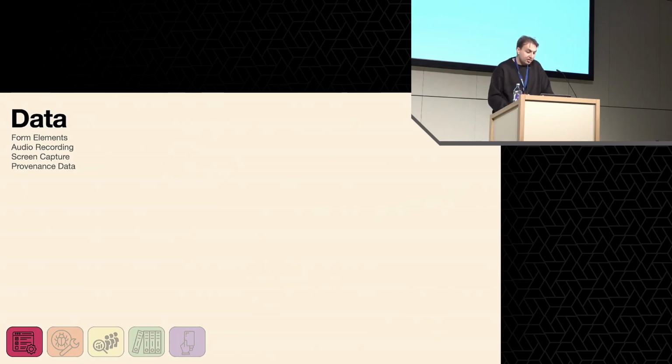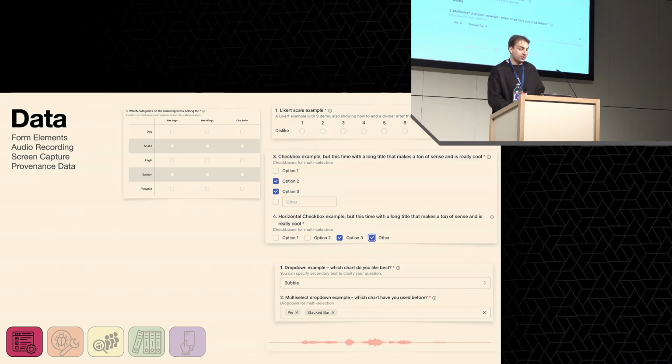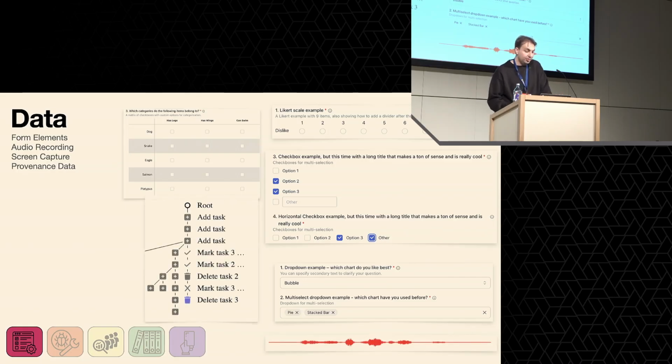Next is data collection. reVISit has a wide variety of form elements, such as all the classics, checkboxes, drop-downs, sliders, and much more. But Viz studies aren't just surveys, and this is not a survey tool. We also have features for collecting multimodal data, such as audio recordings and screen capture. And we also collect provenance data automatically on all form elements, automatically on all Vega visualizations, and also allow users to collect and save their own provenance tracking for custom stimuli.